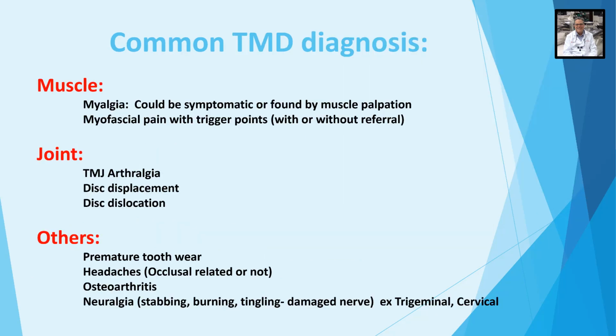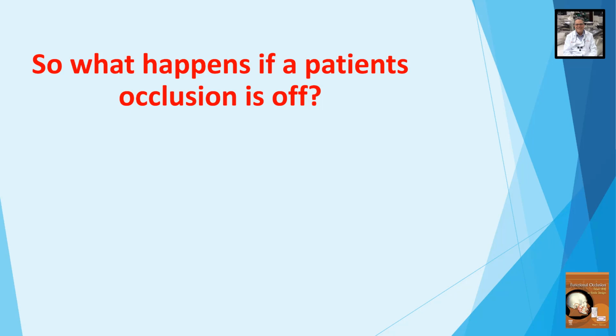Some common TMD diagnoses that you might see in a general practice. Well, if it's muscle, it's sore muscle, that's acute myalgia, or chronic muscle, which we would call myofascial pain. It might be the joints tender upon palpation, TMJ arthralgia. There might be displacement of the joints. There might be dislocation of the joint. Or you might see other things like premature tooth wear, or headaches, or osteoarthritis, or any type of neuralgias. And so these are some of the common diagnoses that you see.